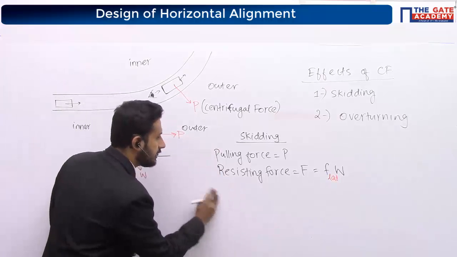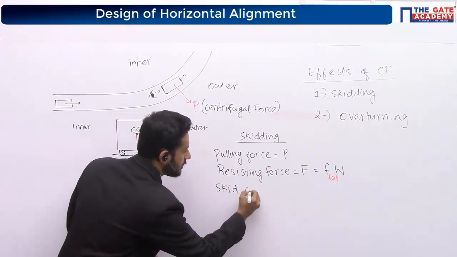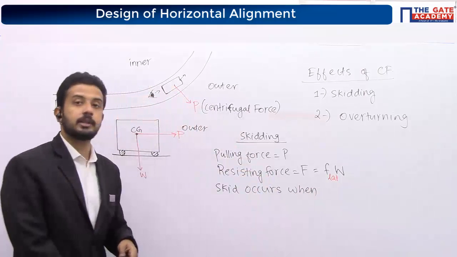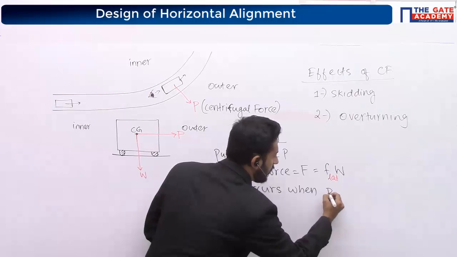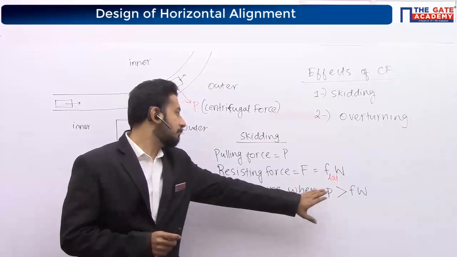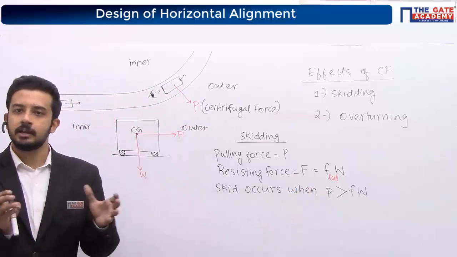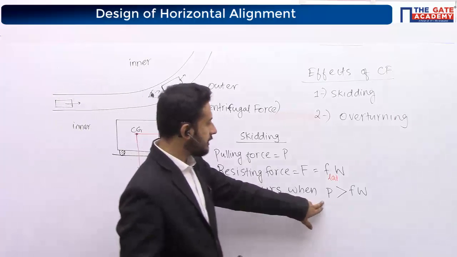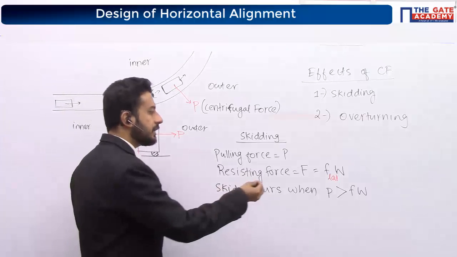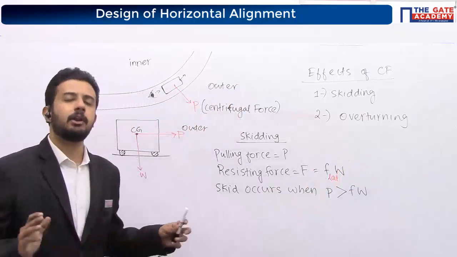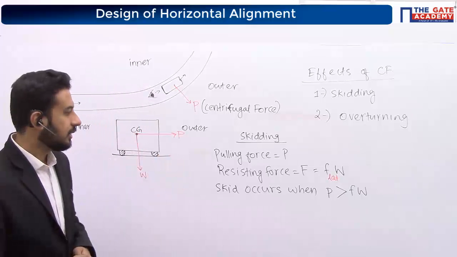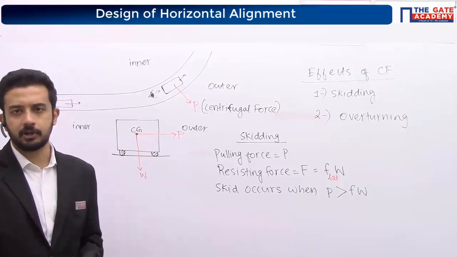So what can you write? Skid occurs whenever the pulling force is more than the resisting force, that is, whenever P is more than f into W. The centrifugal force must be more than fW, then only the skid will happen. If you are getting good frictional force on the road, then it will not skid, because that friction will resist you while going towards the outer side. Remember this, it may be asked for 1 mark.